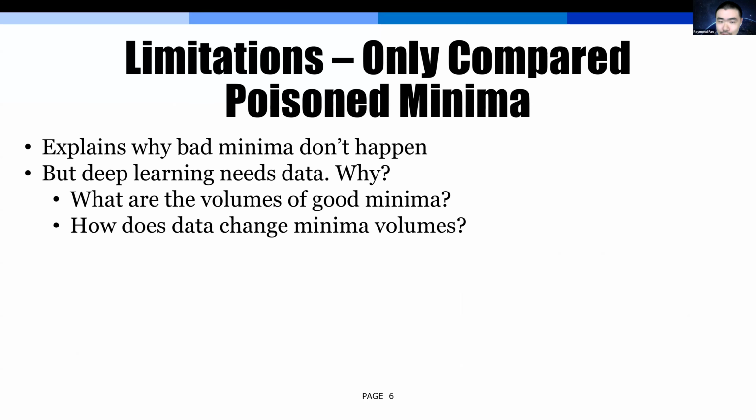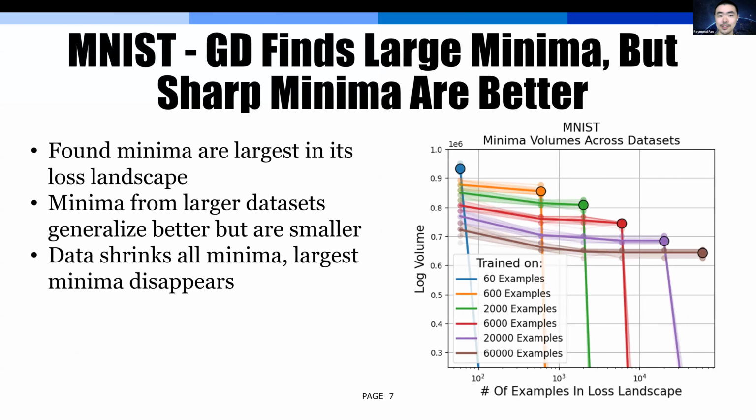But deep learning, we know, needs lots of data. Why? And so what I decided to look at was what are the volumes of good minima and how does data change these minima volumes? And so what I found in my results is that gradient descent tends to find large minima, but there are sharp minima which are better.